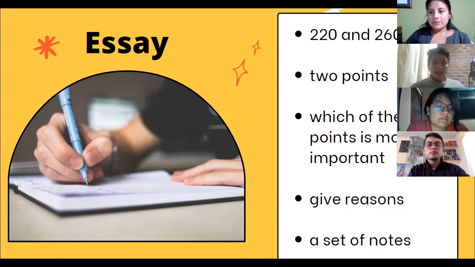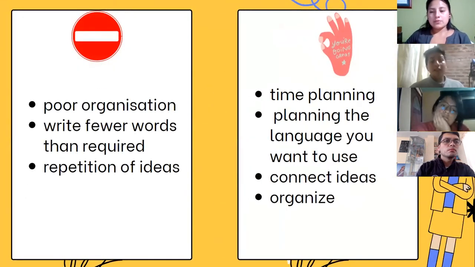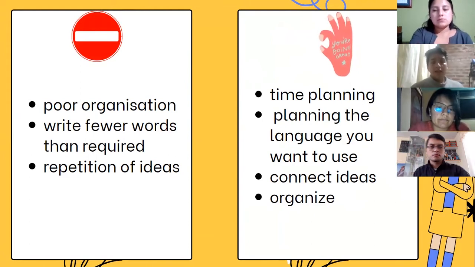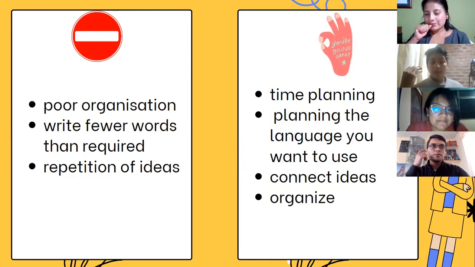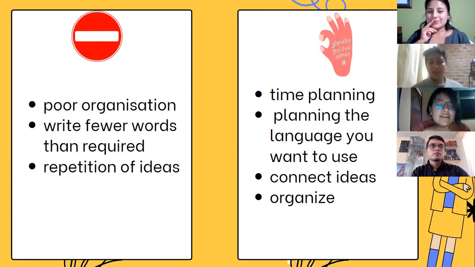In the next slides, we show the things that we don't have to do. For example, poor organization refers to when the ideas of the text are not linked and don't have coherence. Also, if we write fewer words than required, it is likely to mean that the task has not been successfully completed. If we write more words than required, it could be taken as irrelevance or repetition of ideas.